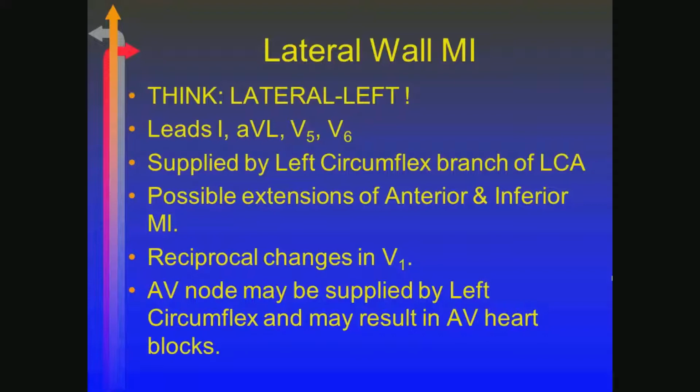We'll see reciprocal changes in V1, and because the circumflex can feed some of the blood flow to the AV node, you can end up having blocks associated with this one also. When I'm trying to find EKGs, it's often very hard because the septal, the anterior, and the lateral are all fed by a branch of the left coronary artery, and often they're there together. So you'll have an anteroseptal or an anterolateral, a combination of the two of them together. It makes it really hard to decipher.